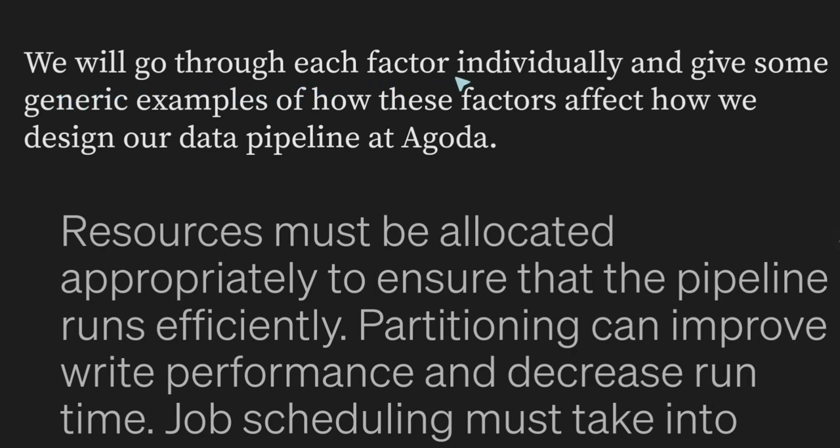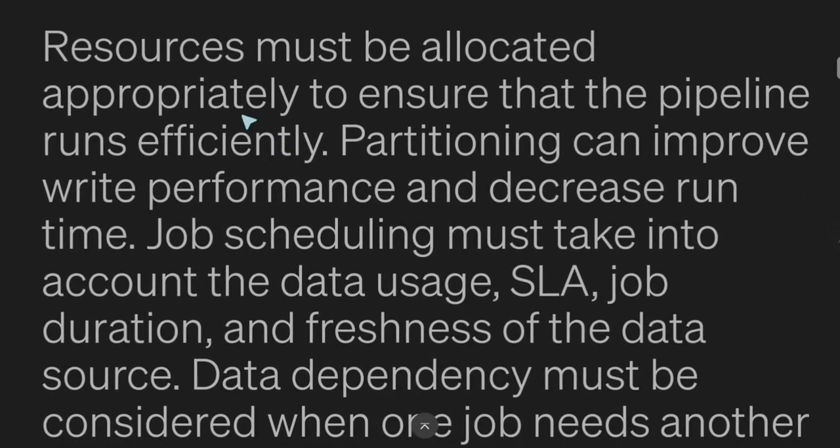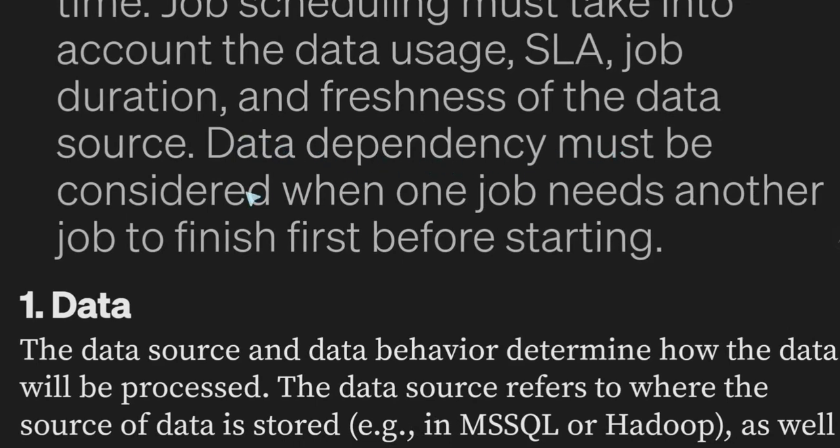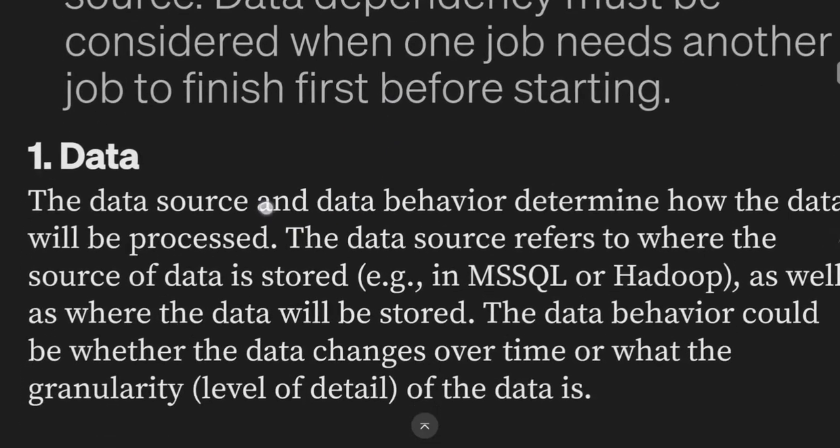We will go through each factor individually and give some generic examples of how these factors affect the design of a data pipeline at Agoda. Resources must be allocated appropriately to ensure that the pipeline runs efficiently. Partitioning can improve write performance and decrease runtime. Job scheduling must take into account the data usage, SLA, job duration, and freshness of the data source. Data dependency must be considered when one job needs another job to finish first before starting.